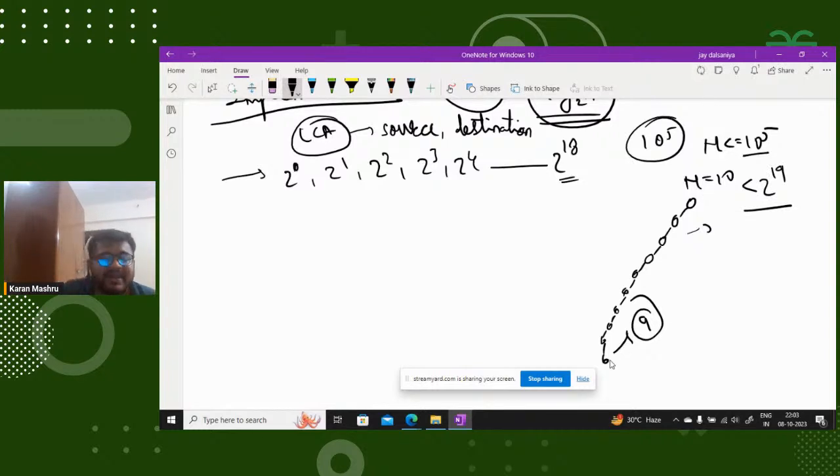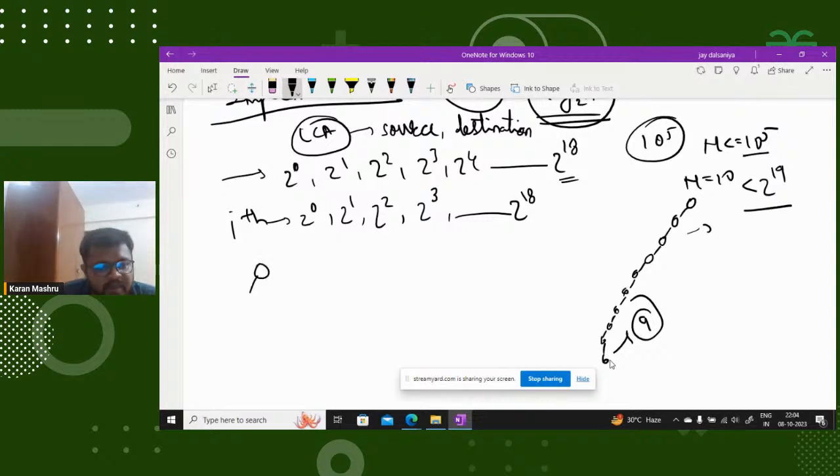Now I will only store, for the ith node, what is the parent of the ith node at 2 to the power 0, what is the parent of the ith node at 2 to the power 1, what is the parent of the ith node at 2 to the power 2, what is the parent of the ith node at 2 to the power 3, and so on up till 2 to the power 18. Now why am I doing so?